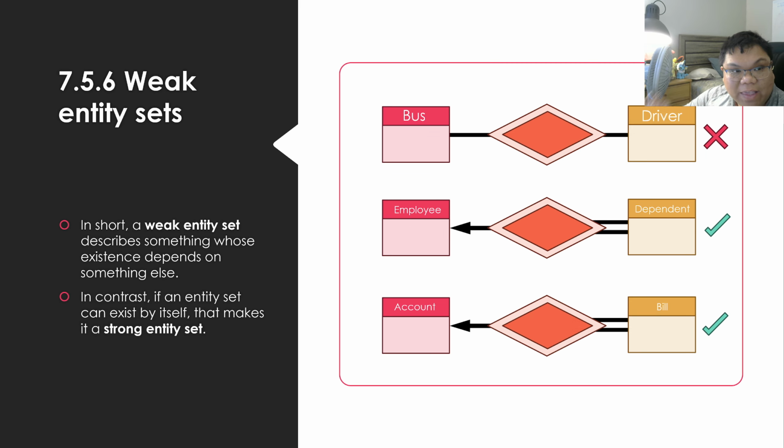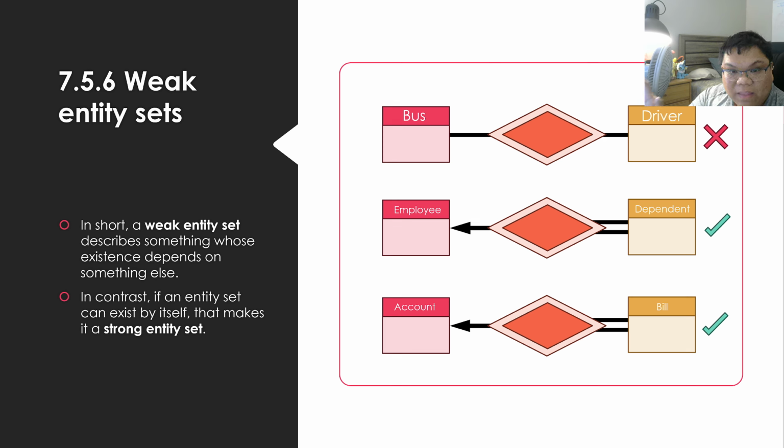So to distinguish a weak entity set from our other entity set type, we call the other ones strong entity sets. What makes a weak entity set weak is it doesn't have enough attributes such that it can stand on its own. Its existence depends on something else. If that is the case, we have a weak entity set.